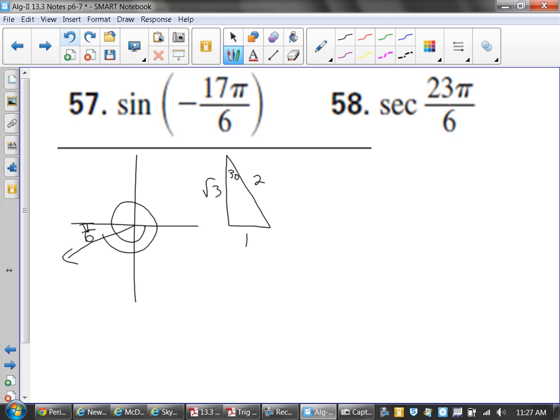And I have to deal with the sign again. Sine of pi over 6 is 1/2. But I'm in the 3rd quadrant, so my sign value is negative. Very good. All right. Secant. Secant's the inverse of what? Cosine. Secant is the inverse of cosine.